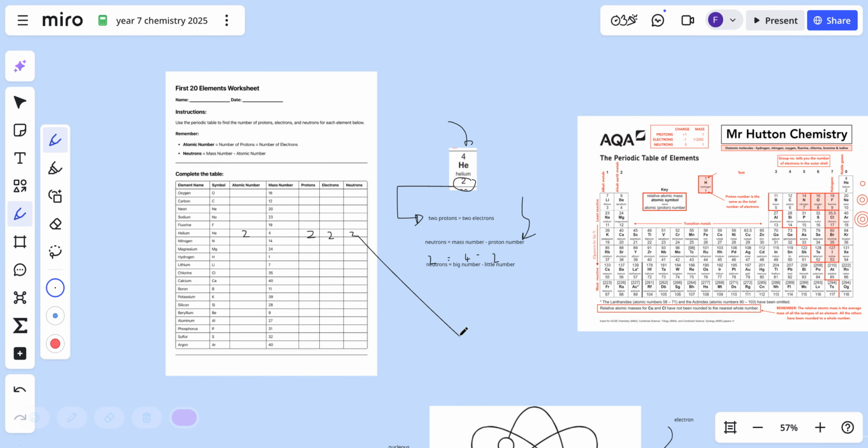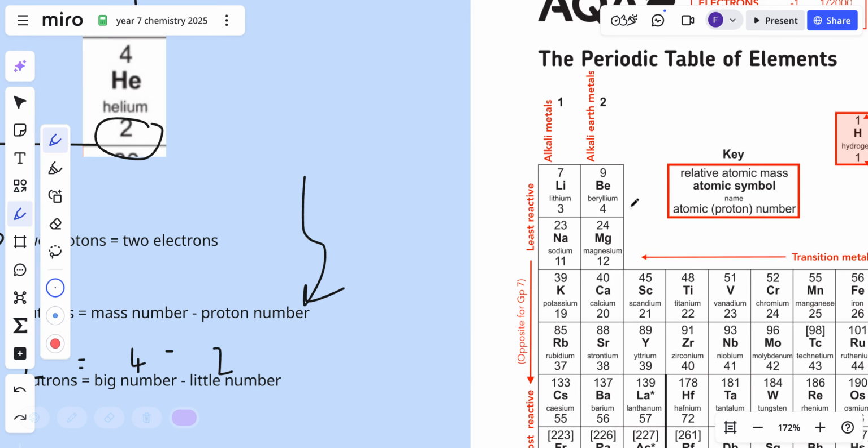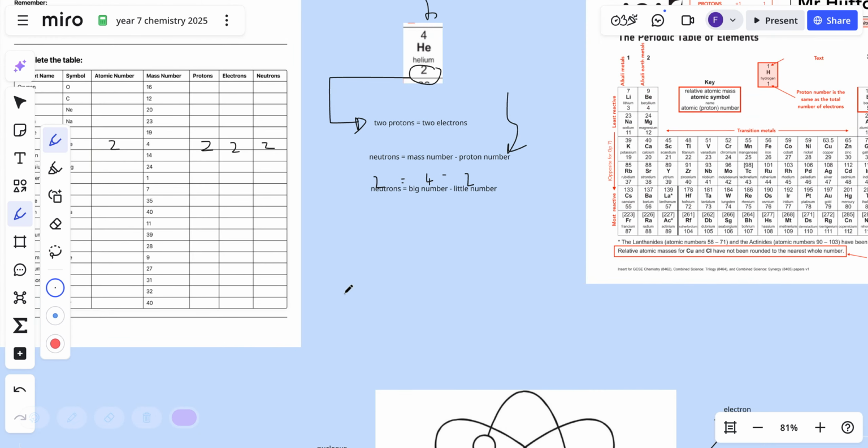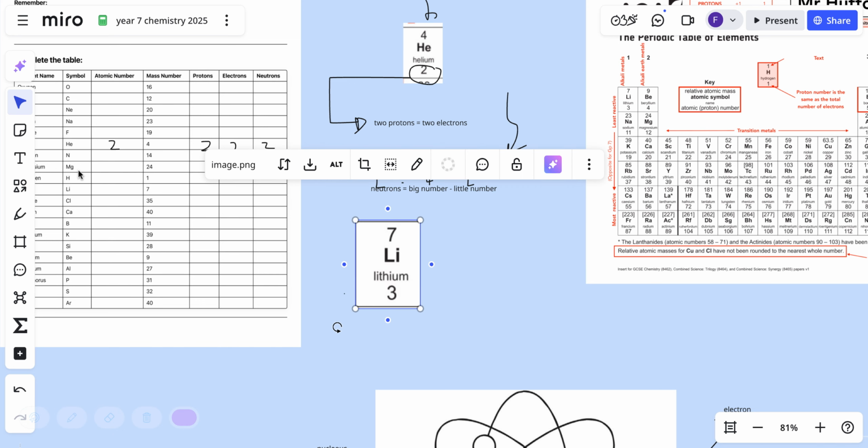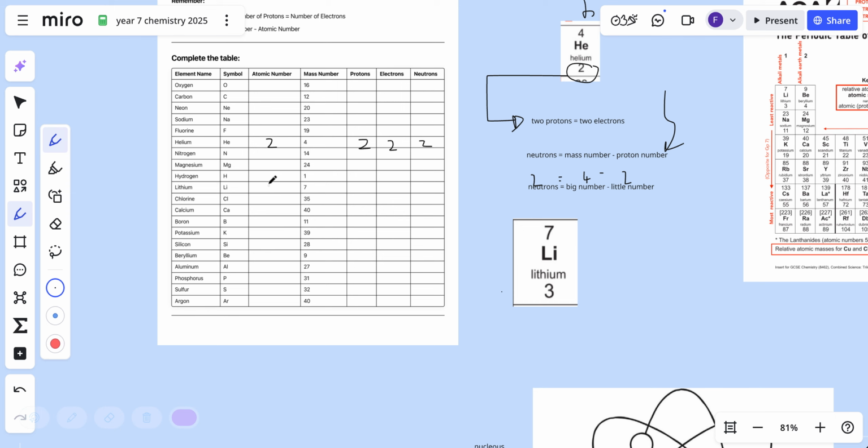Now, I'm going to do one more. I'm going to do lithium. So for lithium, I'm going to fill in the table. My proton number is 3. Let's find lithium on here. My proton number is 3. My mass number is already on there. It is 7.